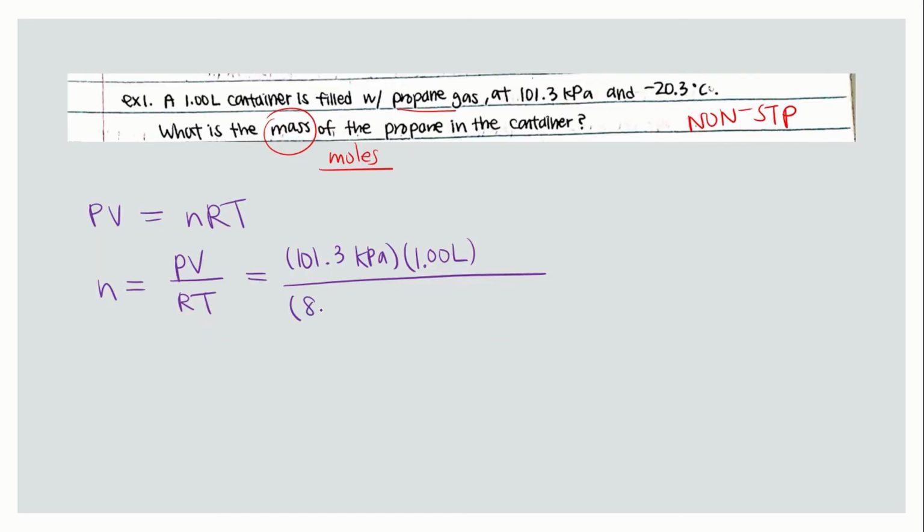So it will be 8.31 times the temperature. It gave you the temperature in Celsius, so you have to add 273 to make it Kelvin, which gives you 252.7 Kelvin. And then you get the answer of 0.0482 moles. Then it asks for the mass, so you have to convert it into the mass.